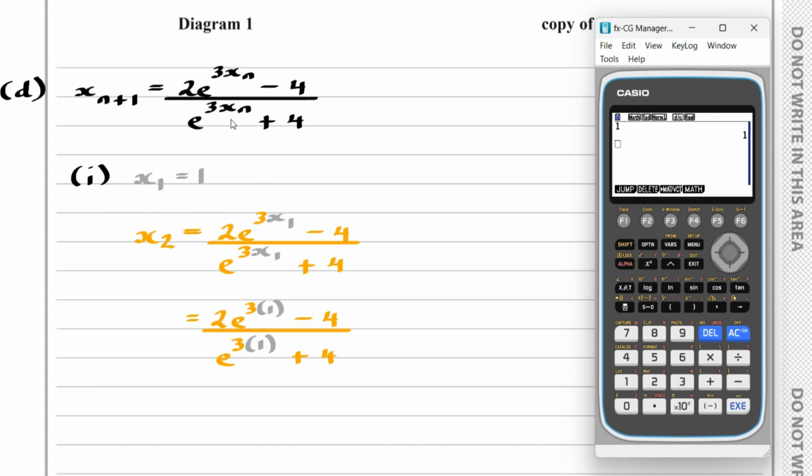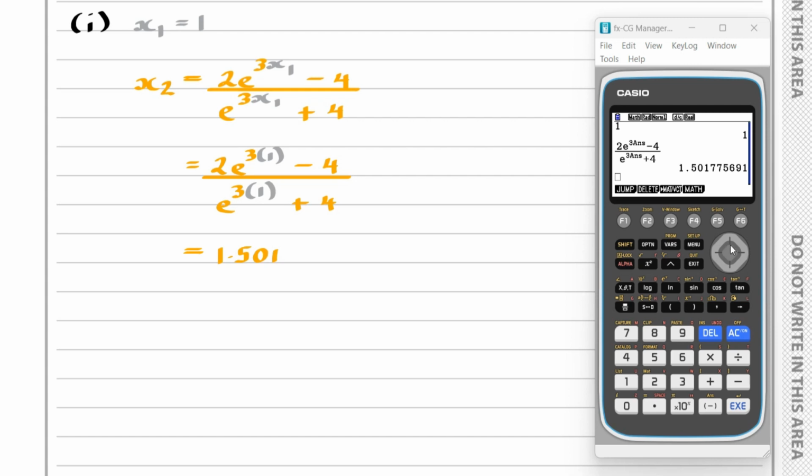So on our calculator, if I press 1, which is the value of x1, and press equals, let's type this iterative formula, but replacing xn with the answer function. So I've got 2, then I have e to the 3 times this answer, subtract 4, over e to the 3 times this answer, plus 4. So solving to 3 decimal places, I see that x2 is equal to 1.501.